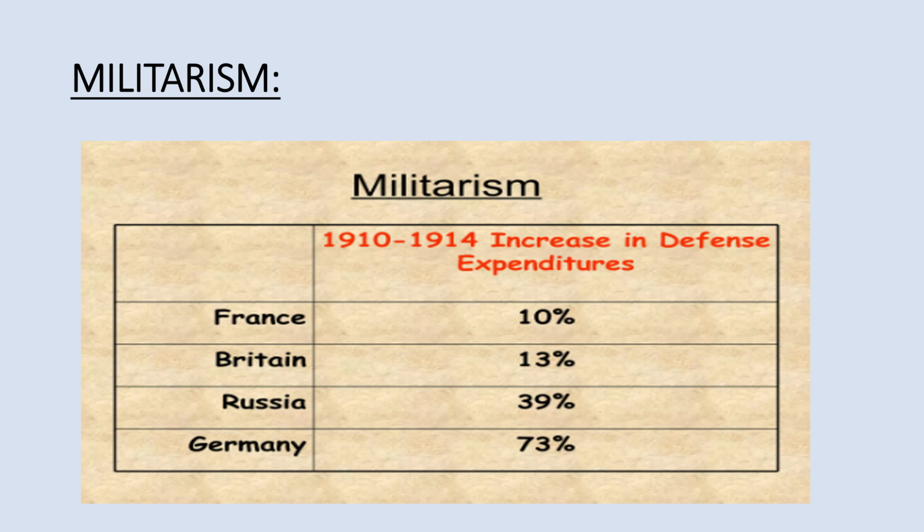Militarism refers to the belief in maintaining a strong military and using it as a tool to achieve national interests and objectives. In the late 19th and early 20th centuries, many European nations engaged in an arms race, building up their militaries and navies to demonstrate power and dominance. That table is showing the increase in defense expenditures in these countries over time.